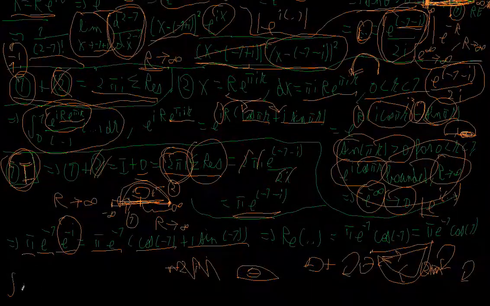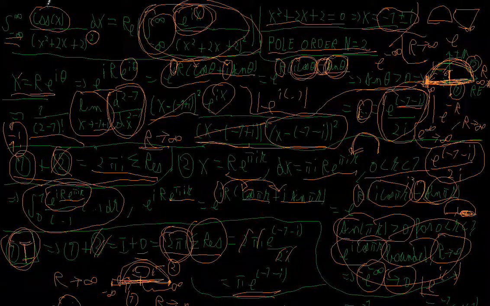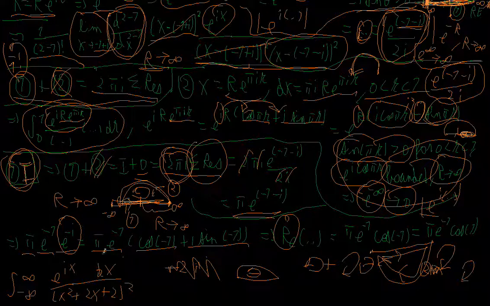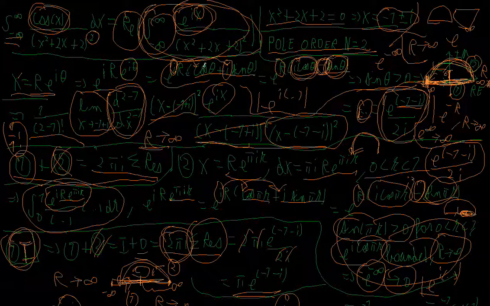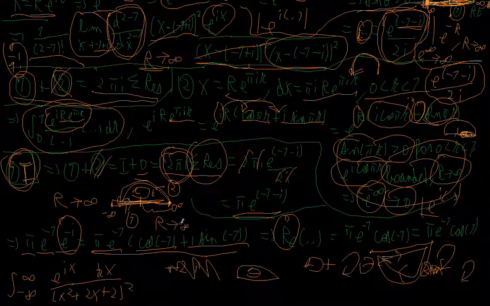So the integral from negative to positive infinity of e to the ix over x squared plus 2x plus 2 squared dx, okay? Now our original integral had a cosine of x. So what we will do is we will just take the real part of the final result, because remember that cosine of x is the real part of e to the ix, and sine of x would be the imaginary part of e to the ix. But here we have cosine, so we just take the real part.